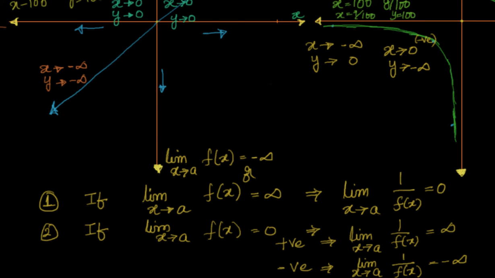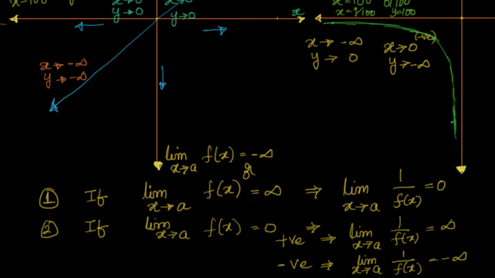We can see that with respect to the example whatever we have taken. Also, if limit x tends to a, f of x is 0, and you are in a positive neighborhood, then 1 by f of x will tend to infinity. If x is in the deleted neighborhood of negative values, then 1 by f of x will tend to negative infinity.